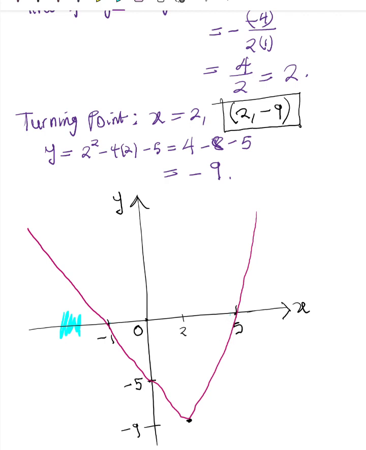For example, we picked 2 and we found that the function is negative 9. So this function is negative. So this is not part of the solution. The whole of this region is not part of the solution. Now, if you pick any value that is after 5, you will discover that your function is greater than 0.